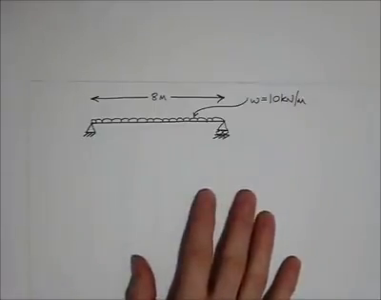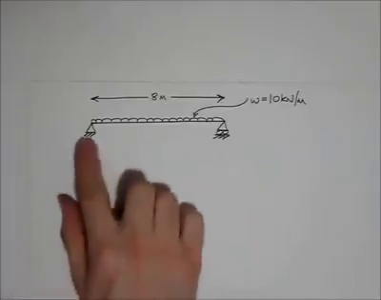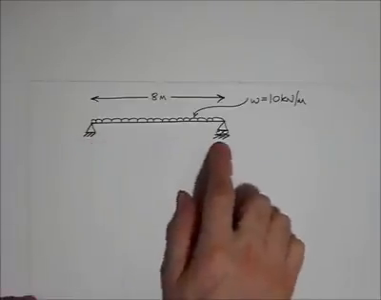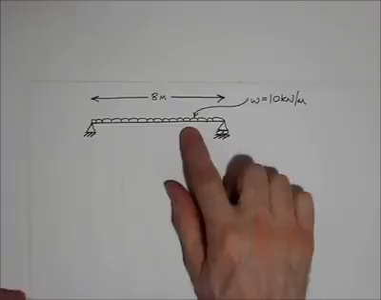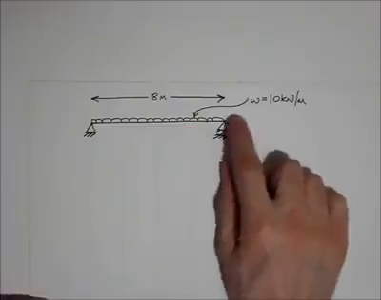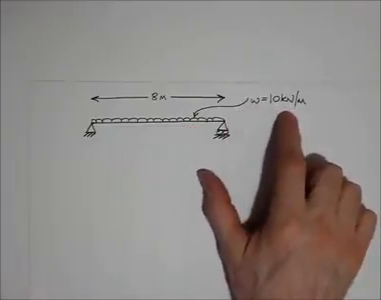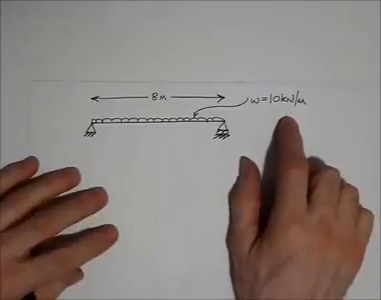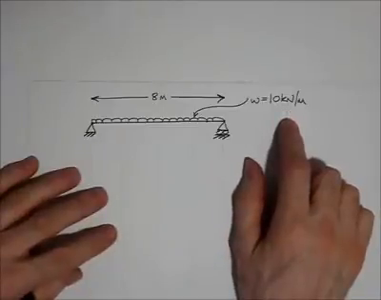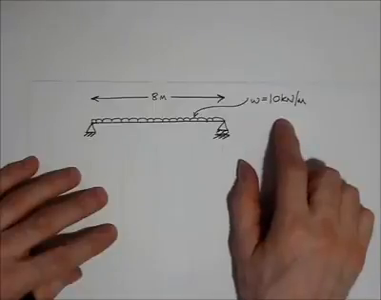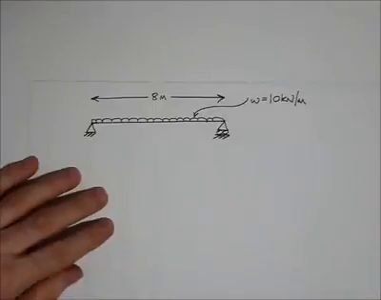Hi, here's a tutorial for a simply supported beam that's 8 meters long, supporting a uniformly distributed load, that's a UDL, of 10 kilonewtons a meter. We're going to look at the deflected shape of the beam, roughly, and then we're going to see if we can draw the bending moment diagram for the beam.